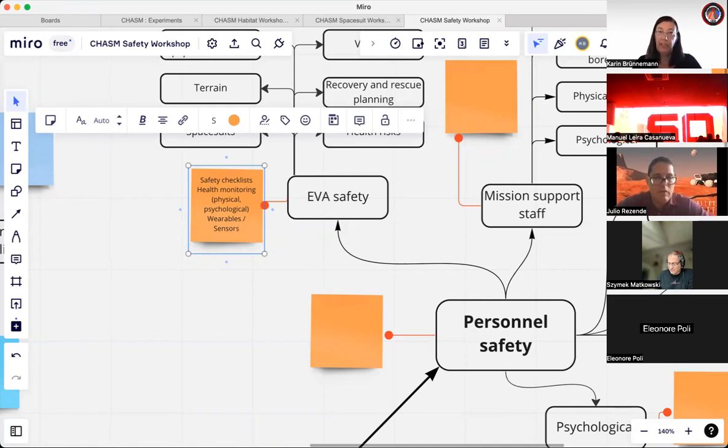Yes, absolutely. So that obviously implies that we have to have a team in place who does the monitoring. Yeah. Safety team, medical team, yeah.